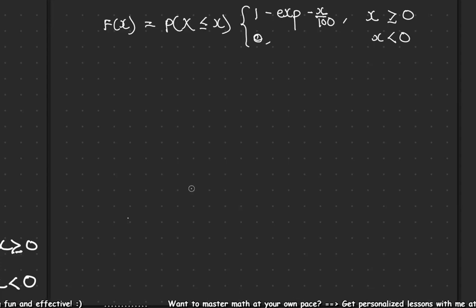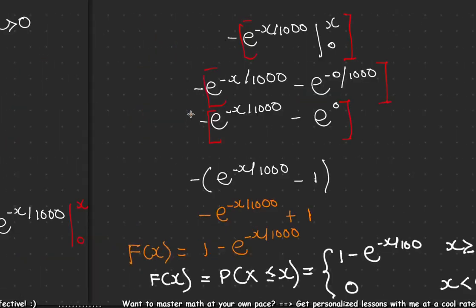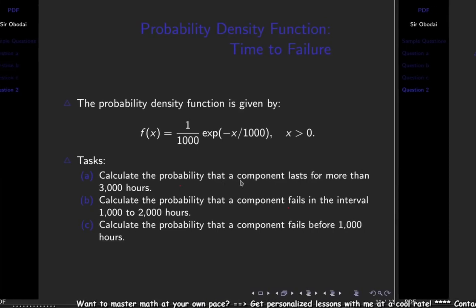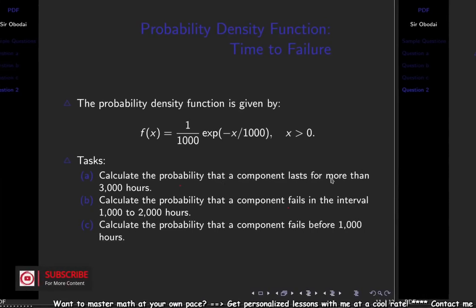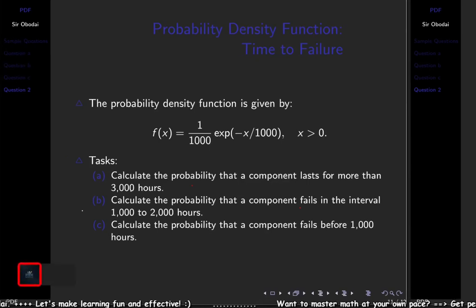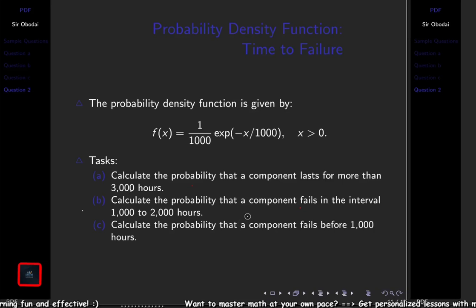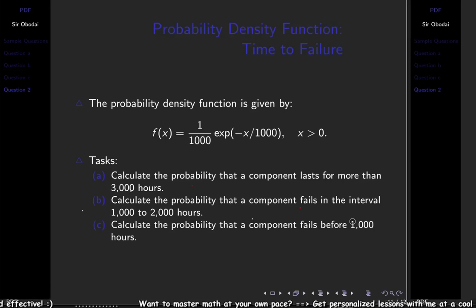Let's go into that. So rewriting all that, this is our function we have over here. Then back to the first question. It says we have to calculate the probability that a component lasts for more than 3,000 hours. So now that we have been able to get our cumulative distribution function, let's come back to the question. More than here means greater, right? Greater than 3,000 hours.